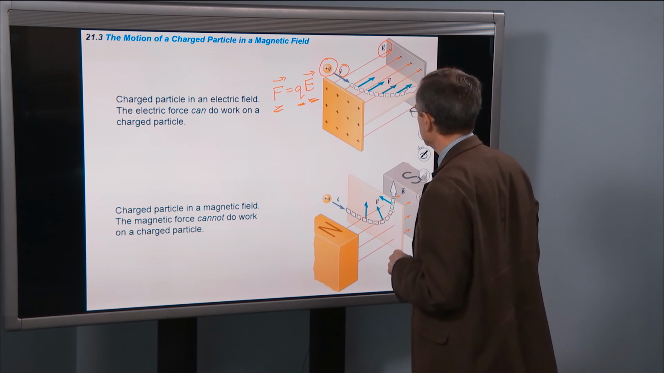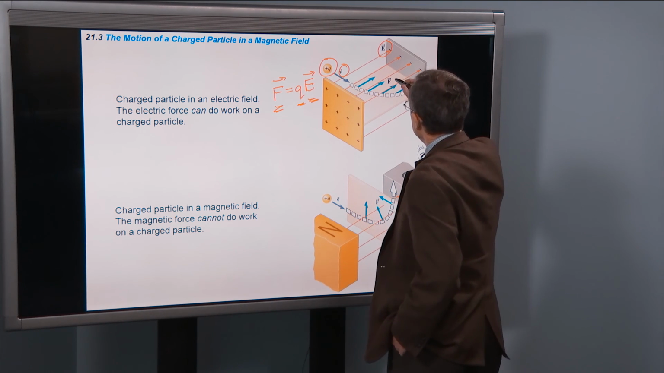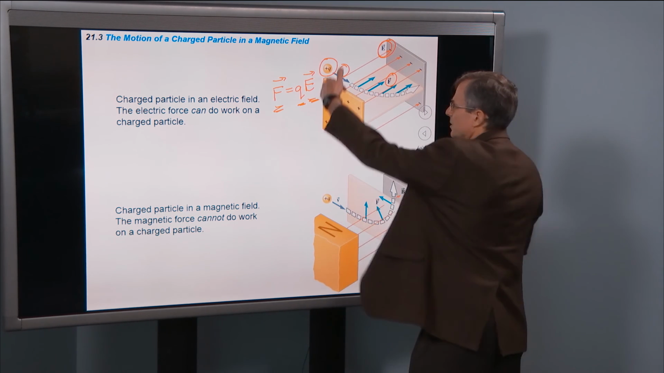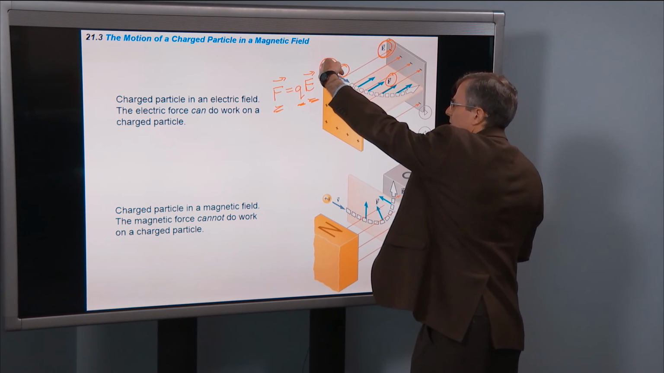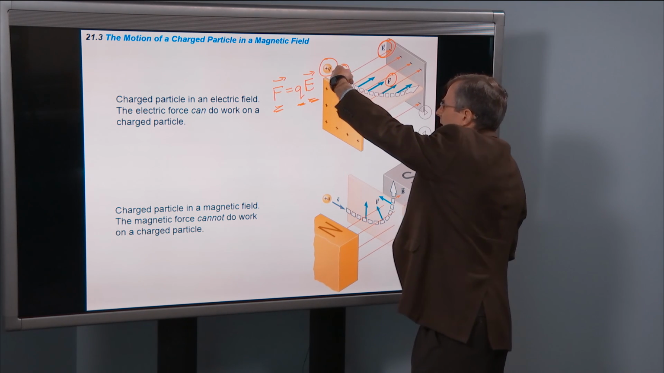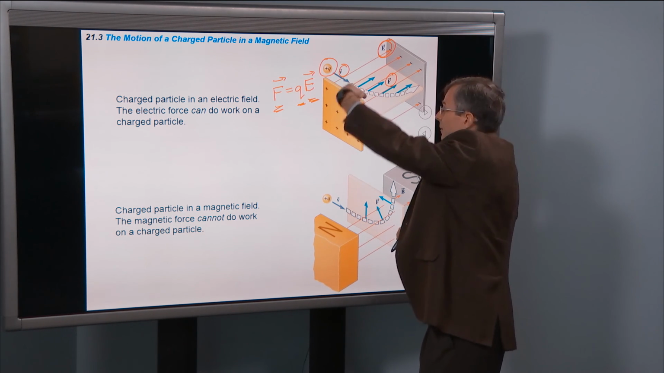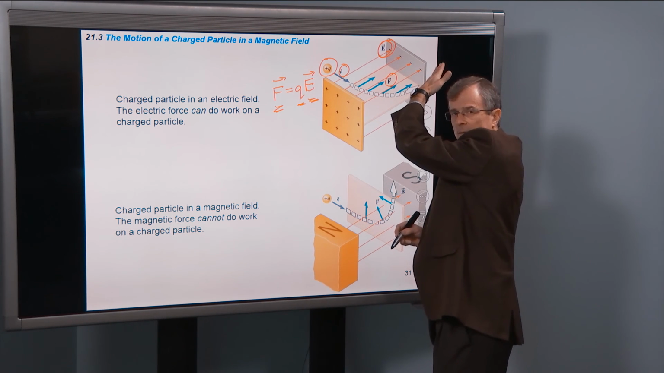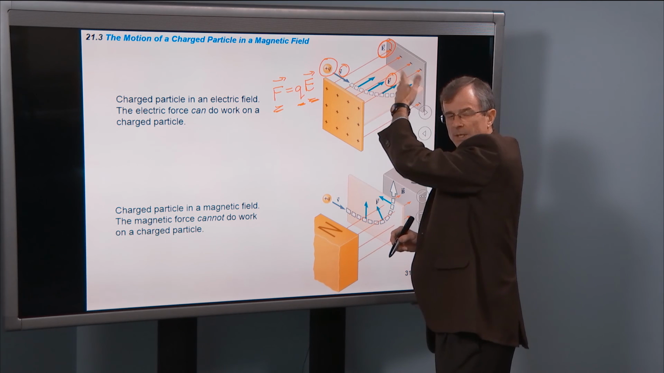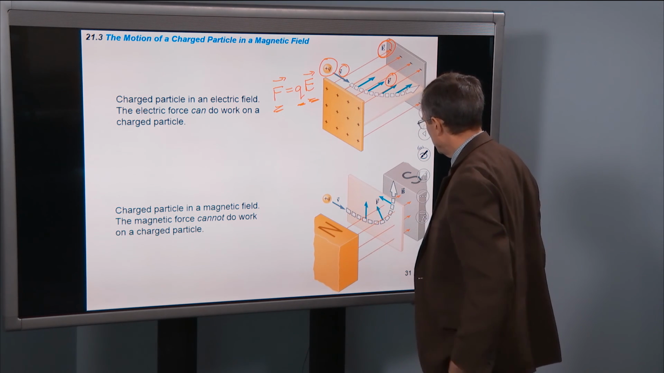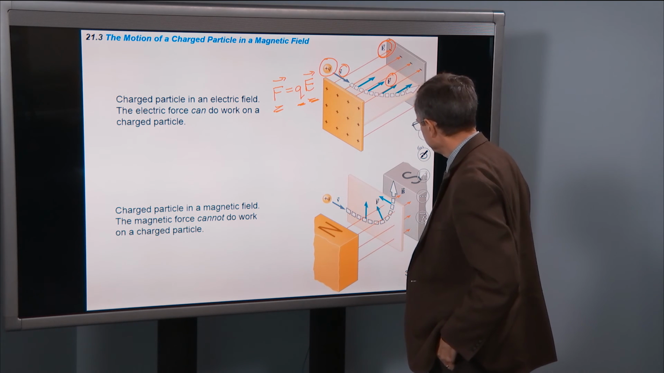But we're talking about a positive charged particle, so that force is going to be in the direction of the electric field. And so that charge that comes in perpendicular to the electric field initially experiences a force that pushes it in the direction of the field and curves it around until it's starting to head in the direction of the electric field. What about in the case of a magnetic field?